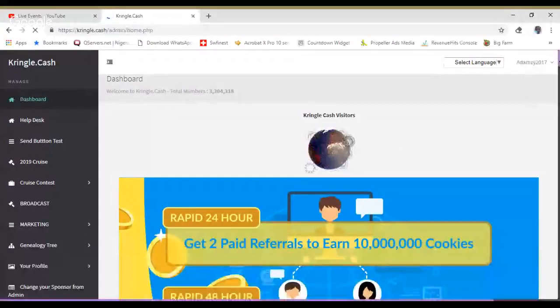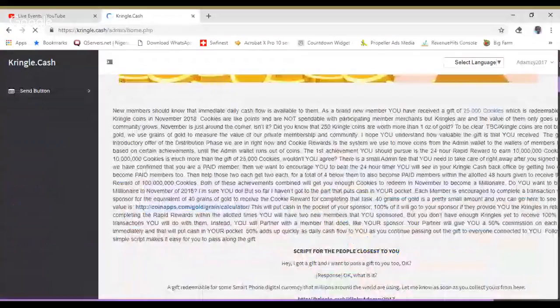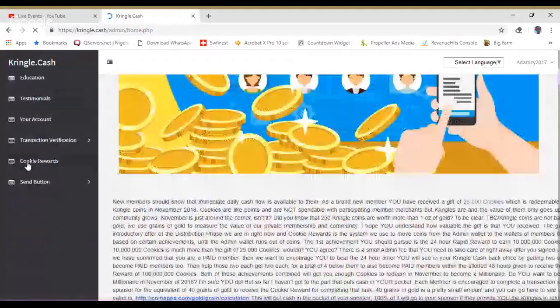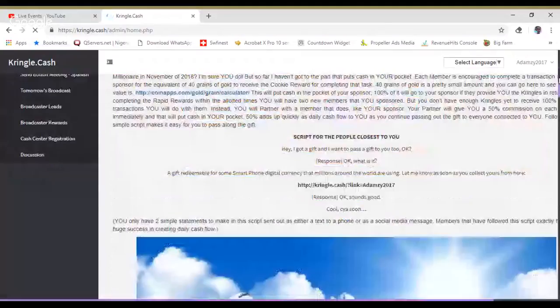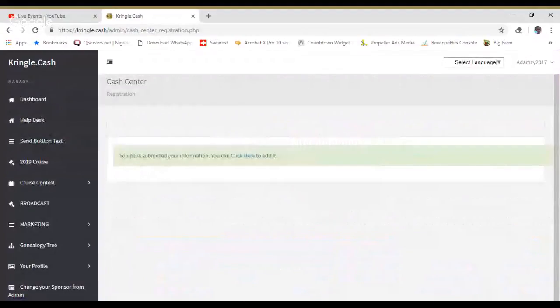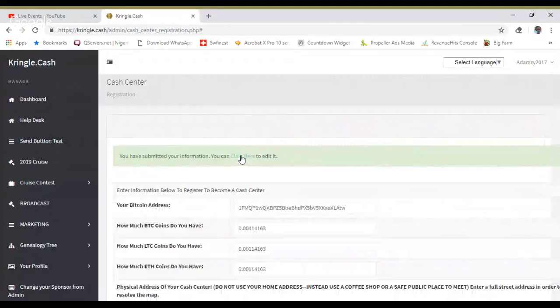as a cash center, if you want to edit the information, you go to the send button, you go down, and click on cash center registration. Click on it. You can see you have submitted your information. You can click here to edit. I'm already a cash center, so if I want to edit, I click this place. All my information will be displayed.